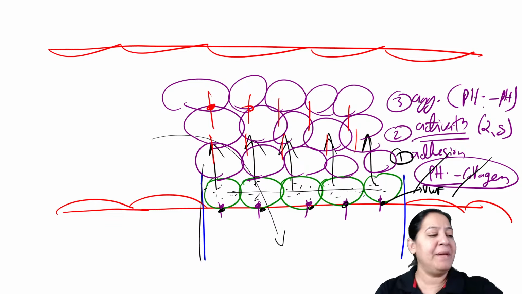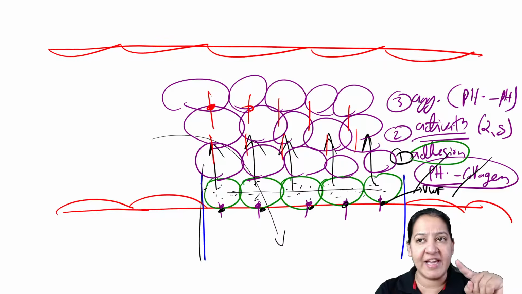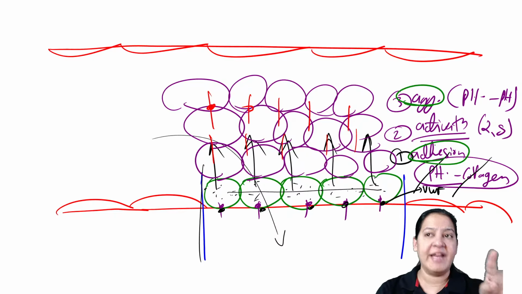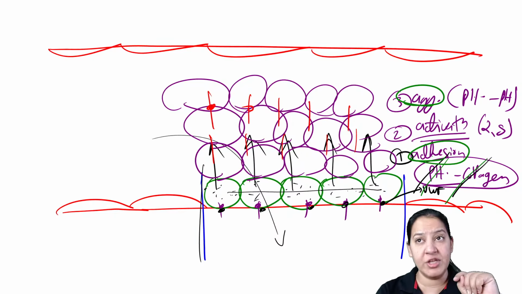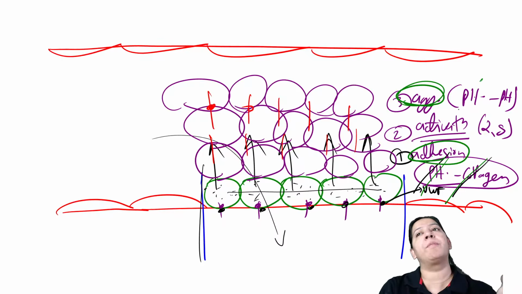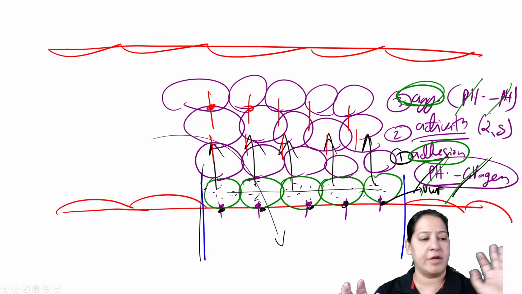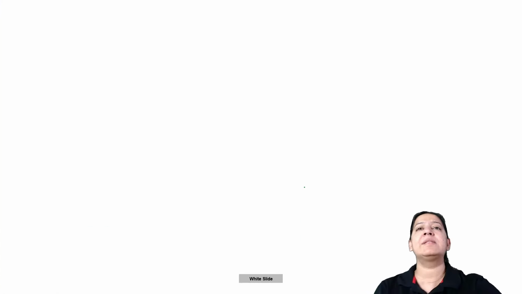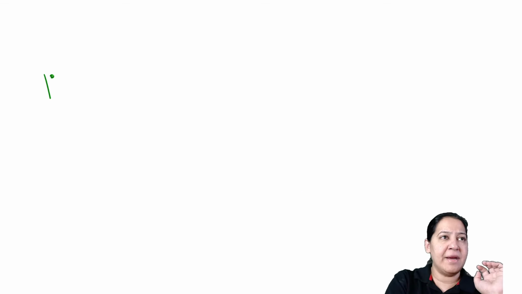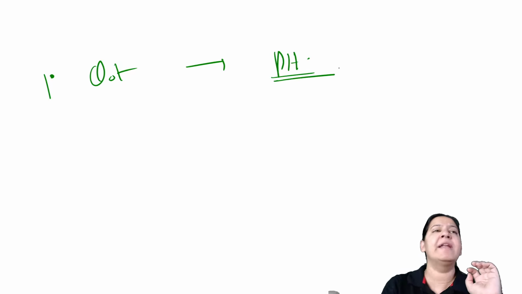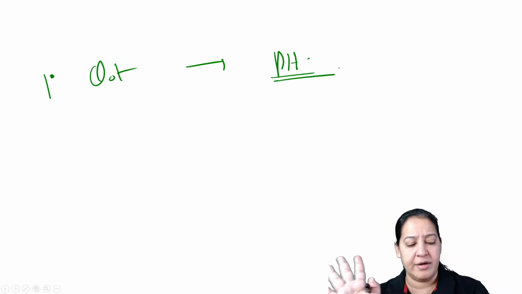In aggregation, a bond is formed between platelet and platelet. So please appreciate the difference between adhesion and aggregation. In adhesion, the bond is formed between platelet and collagen. In aggregation, the bond is formed between platelet and platelet. I hope you got it. So what are the three steps in sequence? Now the clot formed is known as the primary clot. Basically the primary clot is made up of platelets. So temporarily sealing occurred. Have you got it?